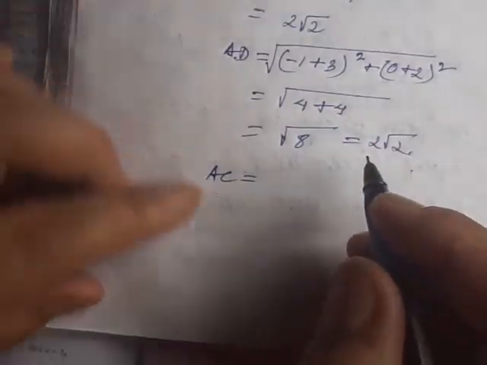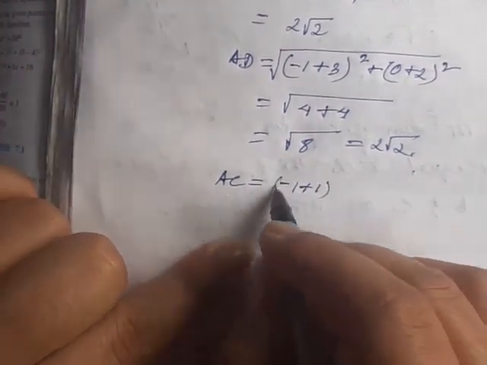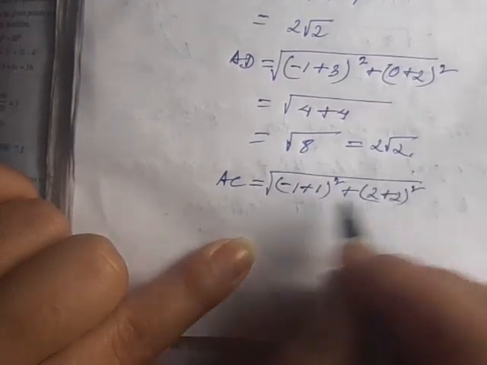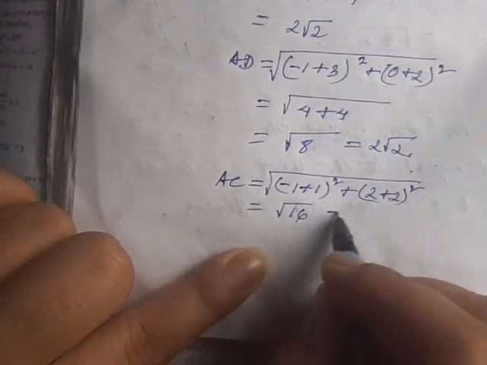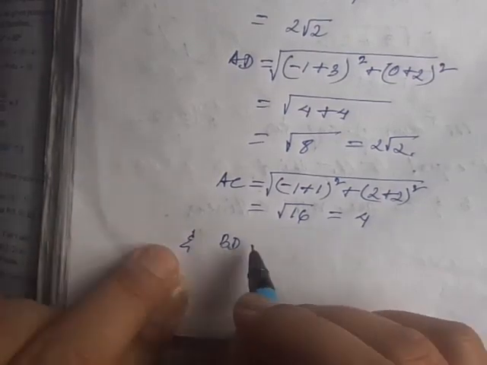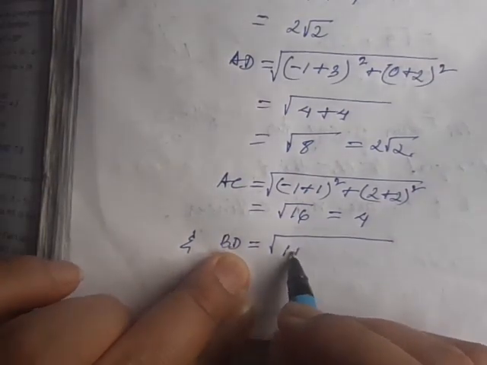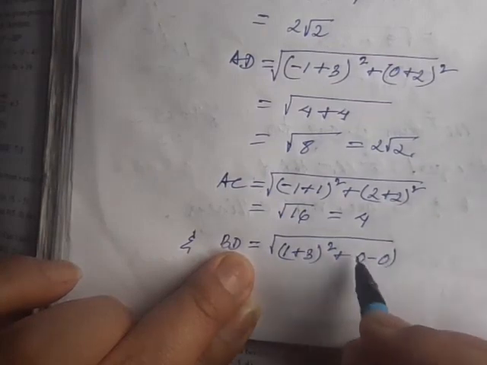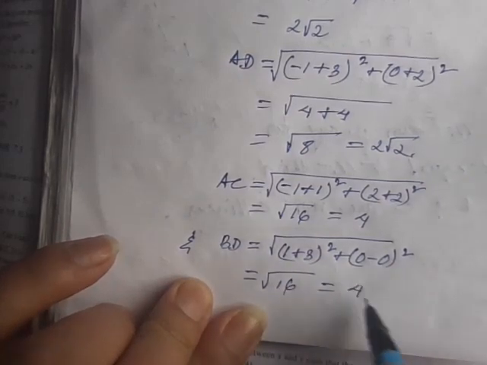Now AC equal to, so this will be minus 1 plus 1 whole square plus 2 plus 2 whole square. So here this is 0, 0 plus 2, here this is 16. 4 square is 16, so we get 4. Then BD, so B and D, so 1 plus 3 whole square plus 0 minus 0 whole square. So we get only 4 square, that is 16, so it's equal to 4.